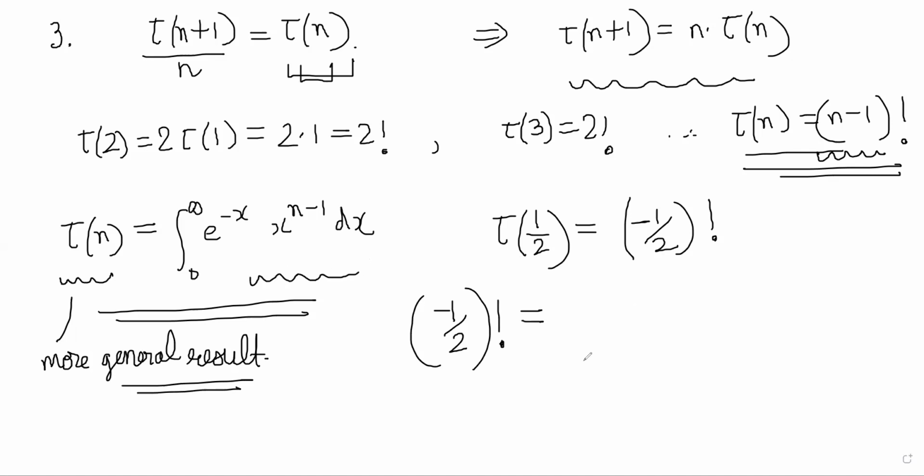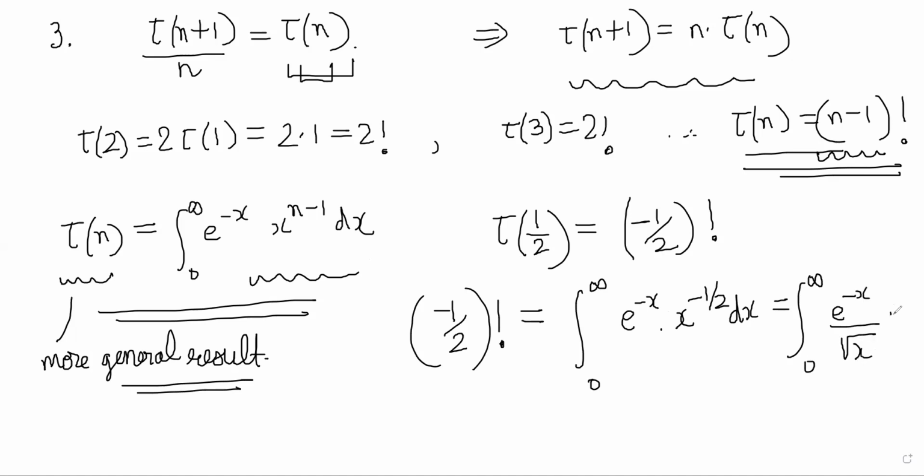So can we just try it out and figure this out? So this is the integral from 0 to infinity of e^(-x) x^(n-1) dx, and when I put n equal to half here, it becomes x^(-1/2) dx. So that is basically the integral from 0 to infinity of e^(-x) by root x dx, right? So I'm going to try to find minus half factorial, right?